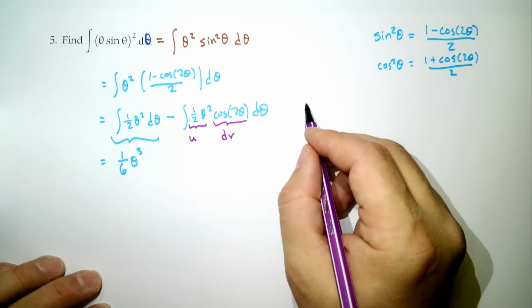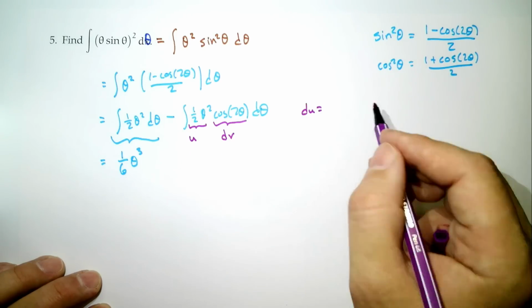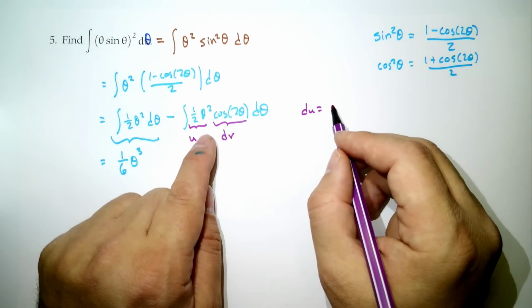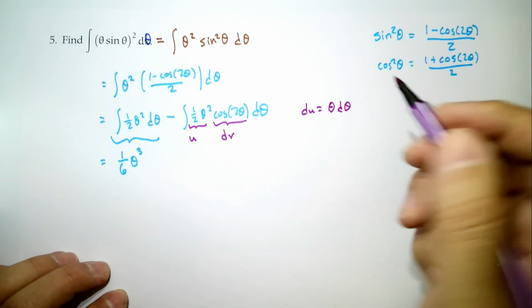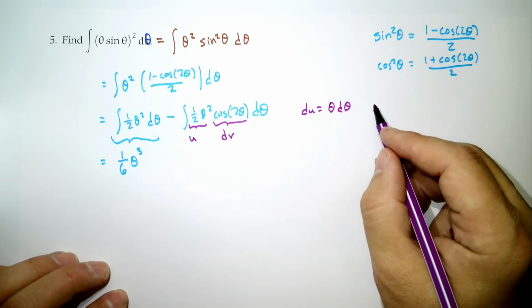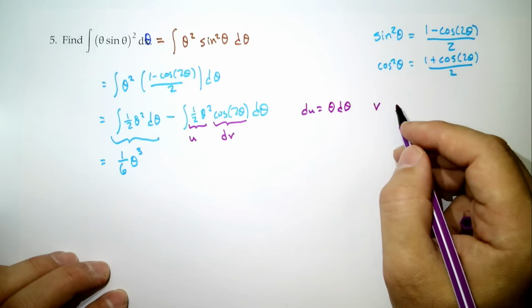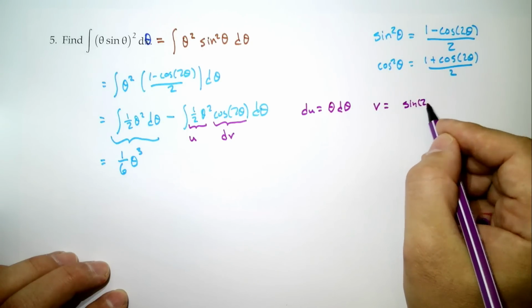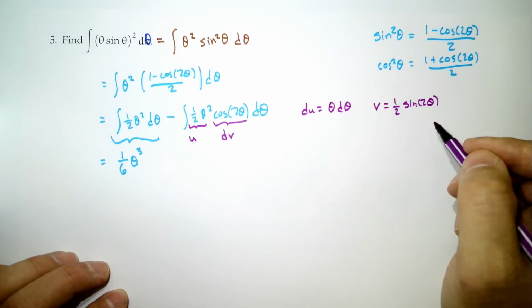So let's see, du would be the derivative of 1/2 theta squared, which would be theta. Oh, that's nice. Cool. And what's the antiderivative of cosine 2 theta? So it's the antiderivative of cosine is sine, and then you have to make sure you get the 1/2.